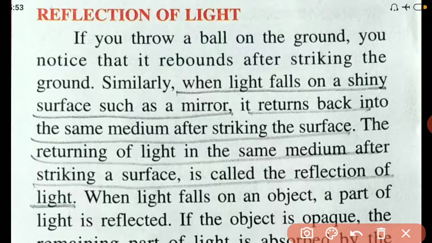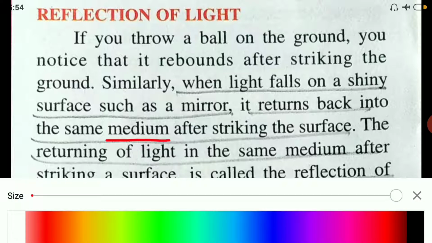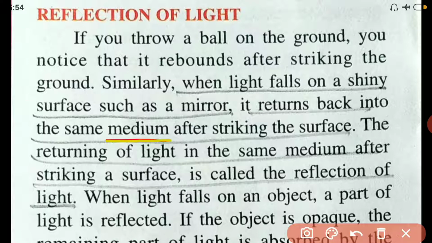Reflection of light. If you throw a ball on the ground, you notice that it rebounds, it comes back after striking the ground. Similarly, when light falls on a shiny surface, such as a mirror, it returns back into the same medium after striking the surface. Here medium means, like we have transparent, opaque and translucent mediums.